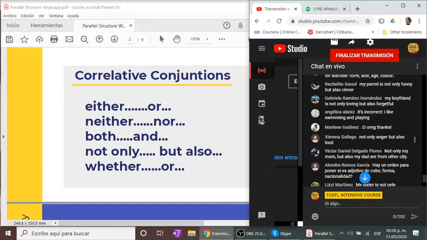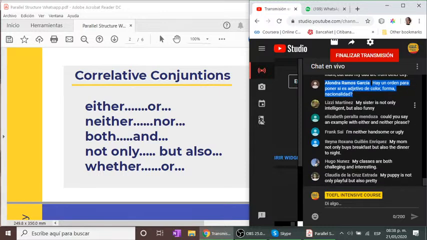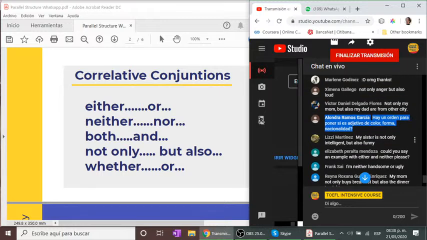Hay un orden para. Ay, perdón, se me movió. She's talking. Exacto, no necesariamente. Not really. Here you can say la orden de los factores no altera el producto. You can really say that there, Alondra. No matter what adjective you put. Sister's not only intelligent, but also funny.